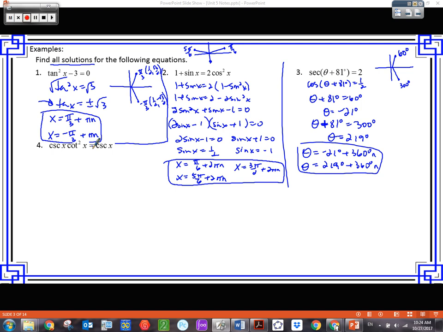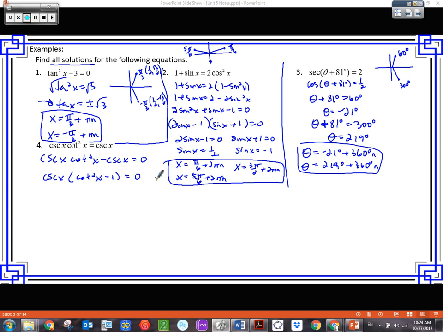I'm going to move it to the other side. So I have cosecant times cotangent squared minus cosecant equals 0. That's what I need to do in situations like this. I do not ever cross them off and get rid of them. Okay, no chopping them off. All right. So we would do a GCF. We would factor out the cosecant. So cosecant times cotangent squared minus 1.